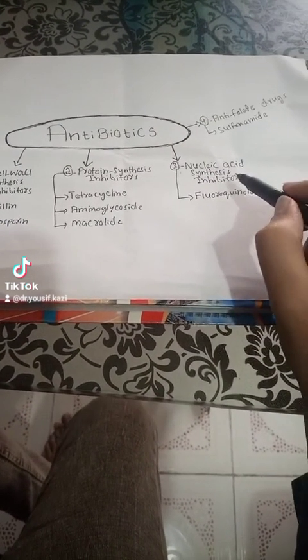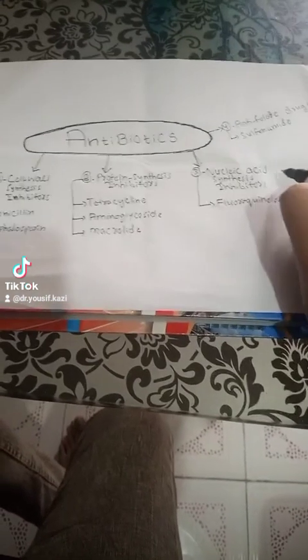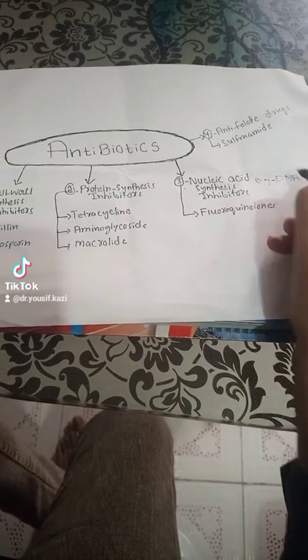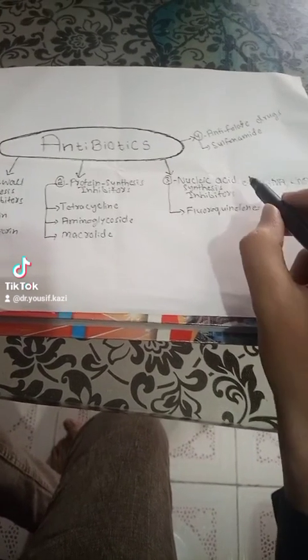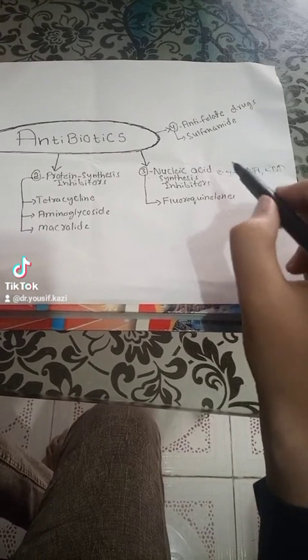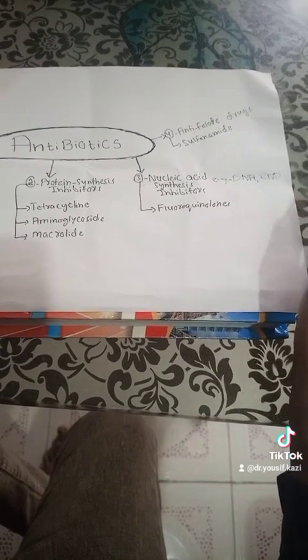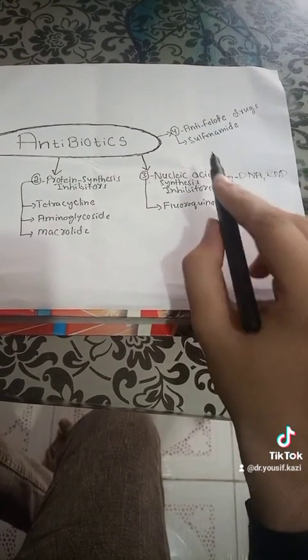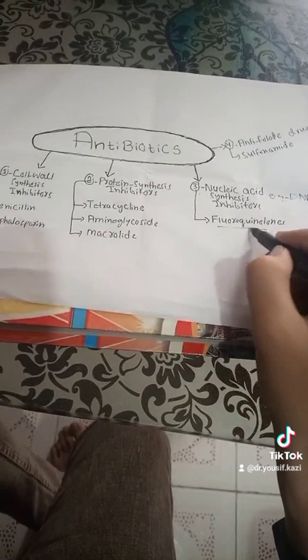that these drugs inhibit the nucleic acid. Nucleic acid mostly means DNA and RNA. It means that when we prescribe these nucleic acid synthesis inhibitor drugs, they attack the DNA and RNA of the bacteria. One category of the nucleic acid synthesis inhibitor drugs is the fluoroquinolones.